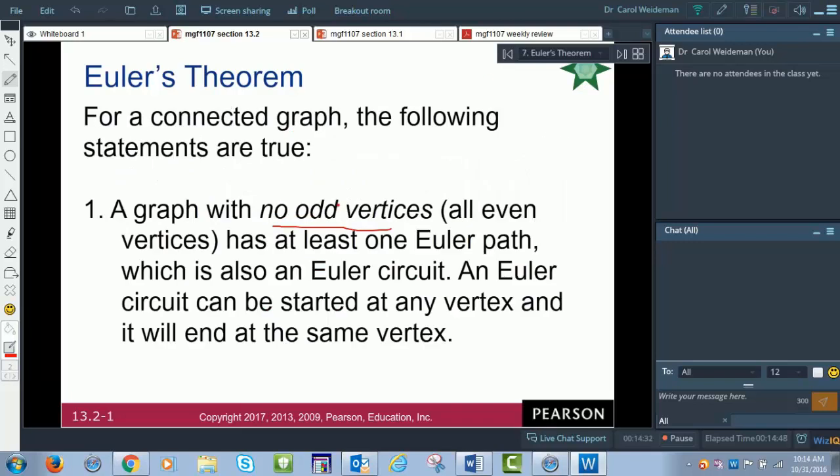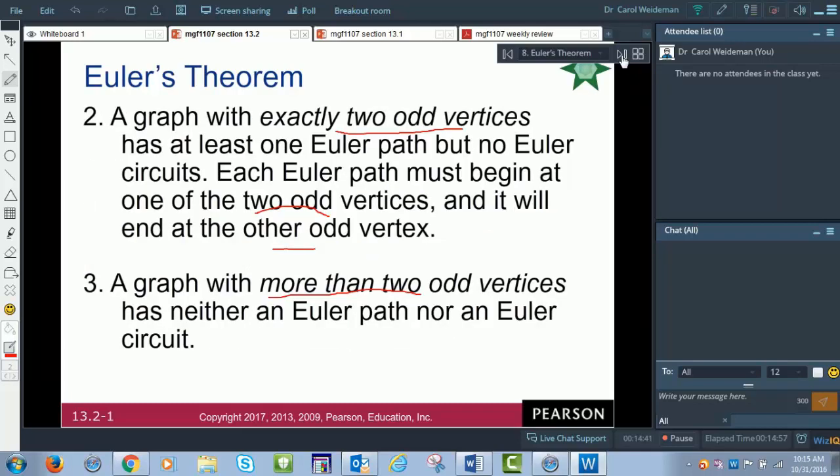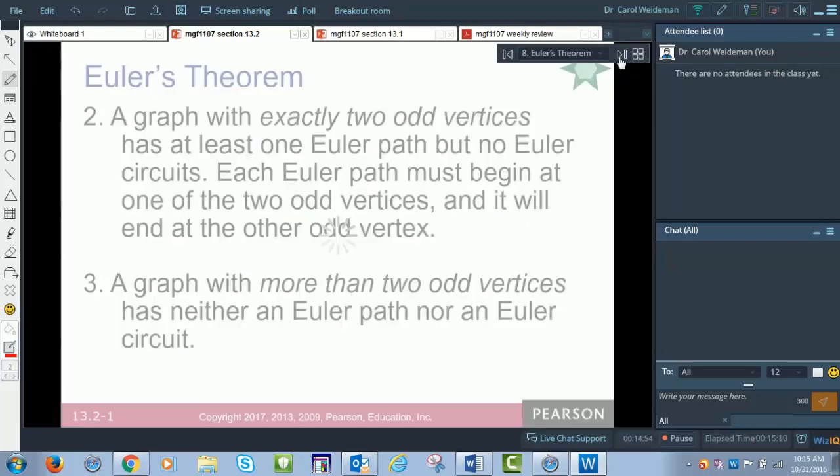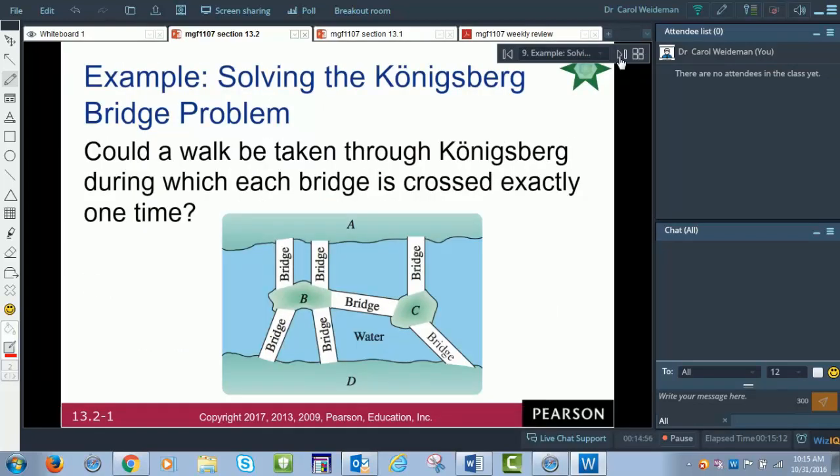Okay, so we have three categories now. Let's just go back for a second. If we have no odd vertices, there's going to be at least one Euler path, which is also going to be a Euler circuit, and it can start and stop at any vertex. If it has exactly two odd, it has at least one Euler path but not a Euler circuit, and each Euler path must begin at one of the two odd vertices and will end at the other one. And if there are more than two odd vertices, it has neither a Euler path nor a Euler circuit.